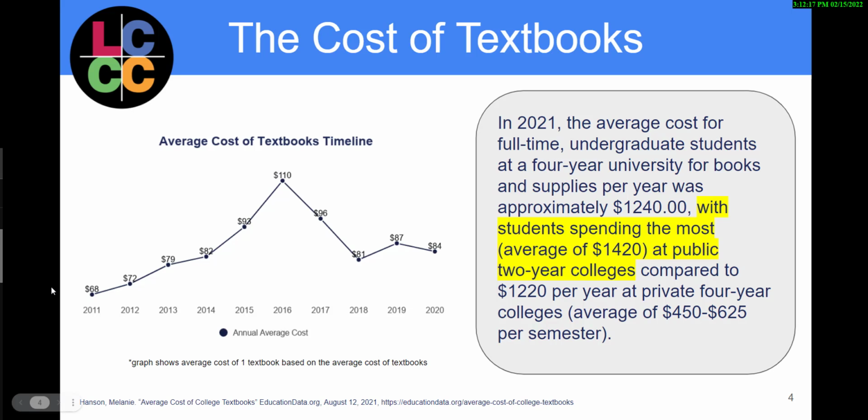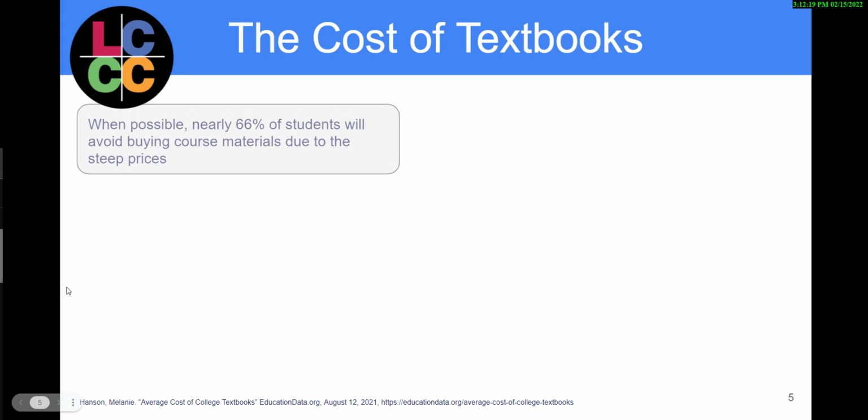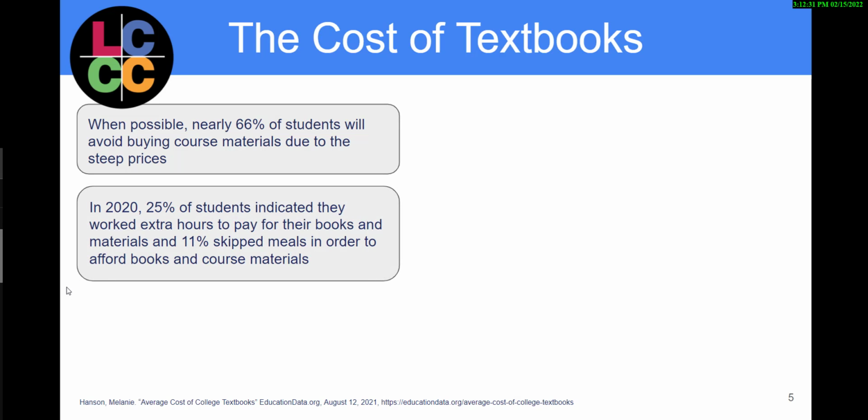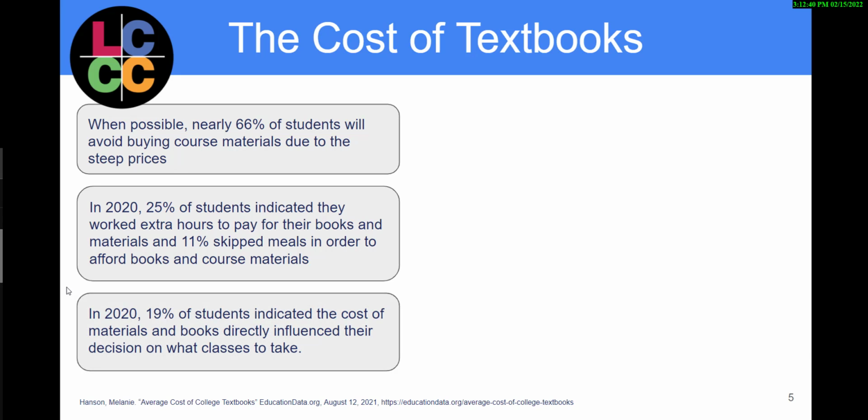So why is that cost important? When possible, the data found that 66% of students will avoid buying course materials due to the steep prices. 25% of students worked extra hours to pay for their books and materials, with 11% skipping meals to afford books and materials. And in 2020, they found that 19% of students indicated that the cost of the materials and books directly influenced their decision on which classes to take.